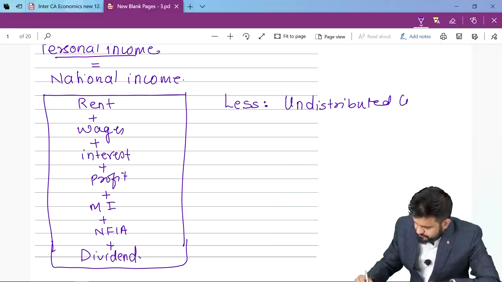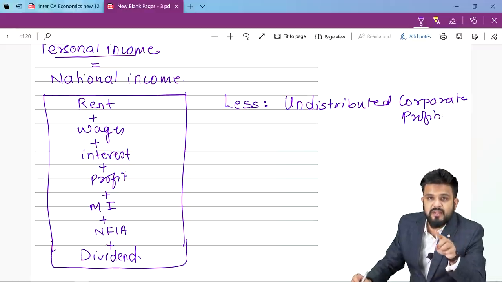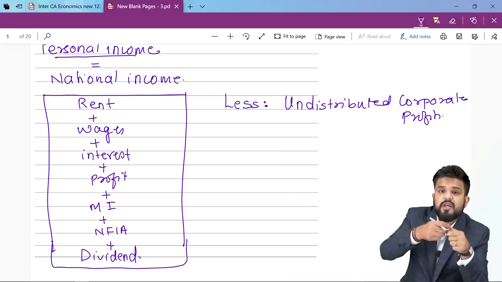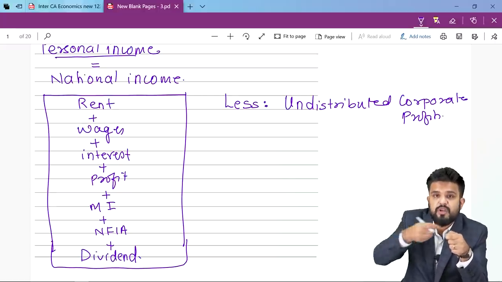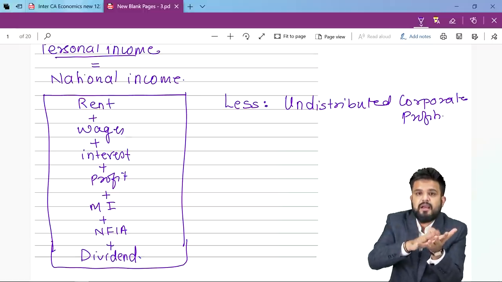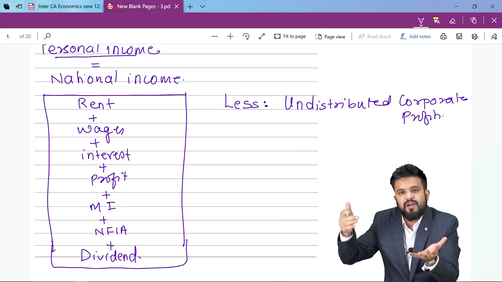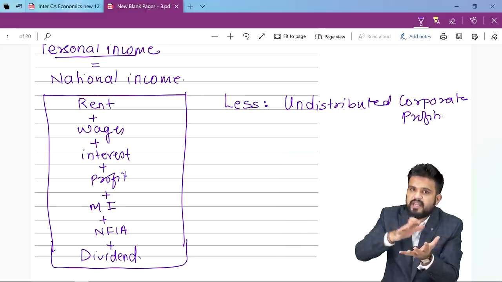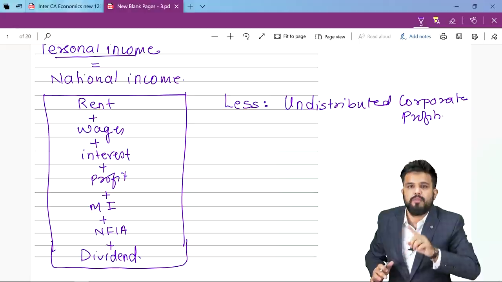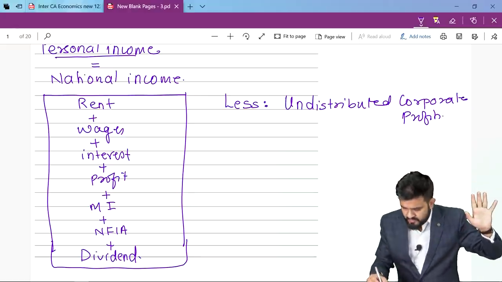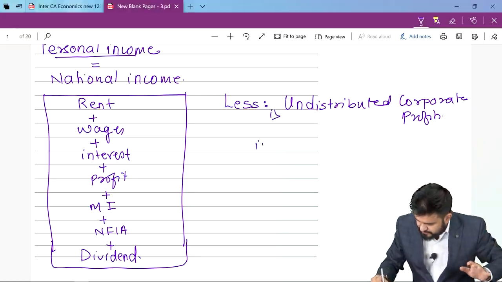Undistributed corporate profits. Students, it means the company has earned profit, the company has declared profit, the company has declared dividend also, that it is going to give it to the shareholders, but it is not yet distributed. Nothing has come in my hand. It is yet to come. So once it comes, that time you add it, because the word is undistributed. So this will be less.